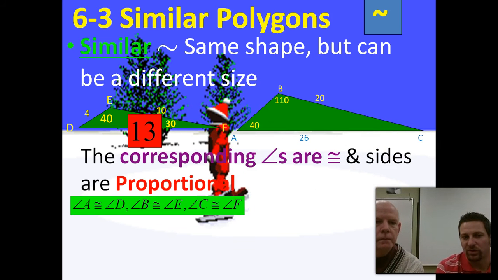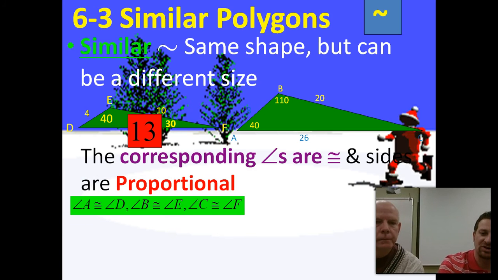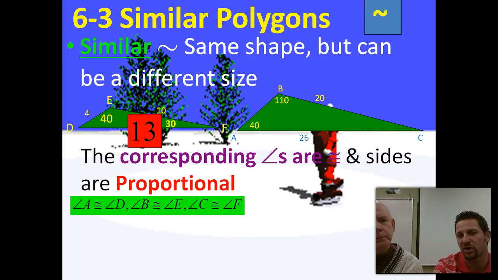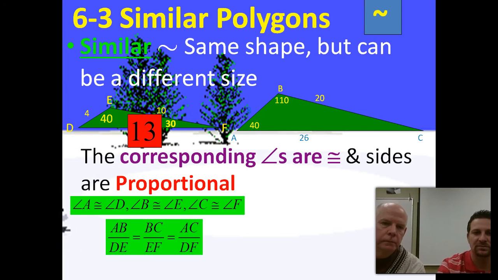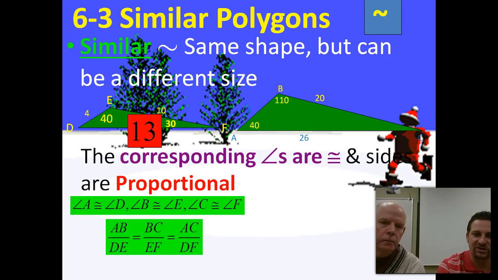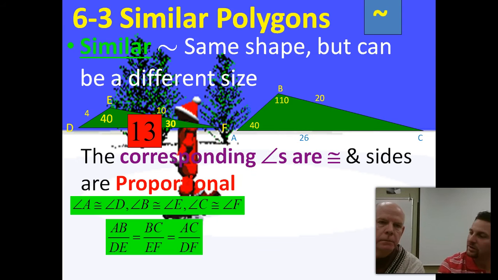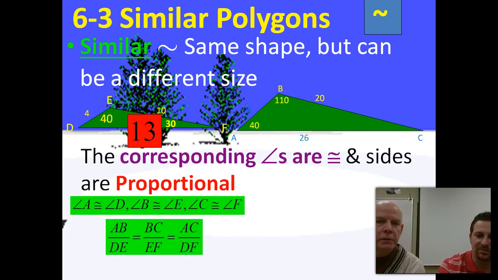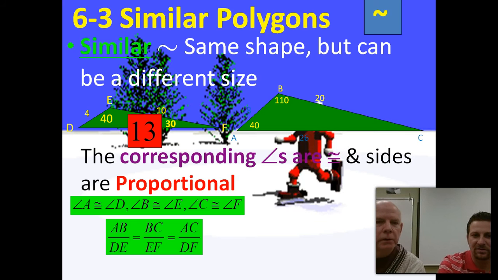And there's that whole thing with angle A congruent to angle D, angle B congruent to angle E, angle C congruent to angle F. Pay close attention to that, because we're going to talk about it again later in the PowerPoint. And then there are your corresponding sides that are proportional to one another. Anything else, Mr. Scritchfield? Just that the sides are proportional and angles are congruent. That's the important part about similar polygons.